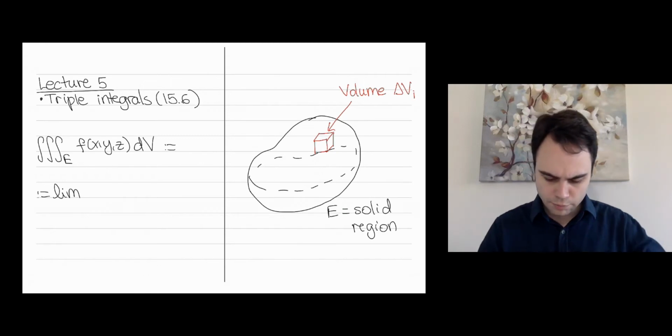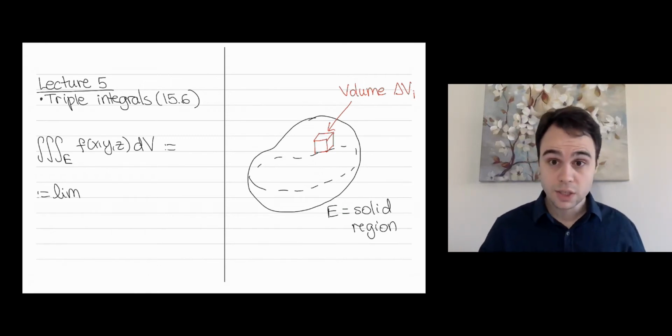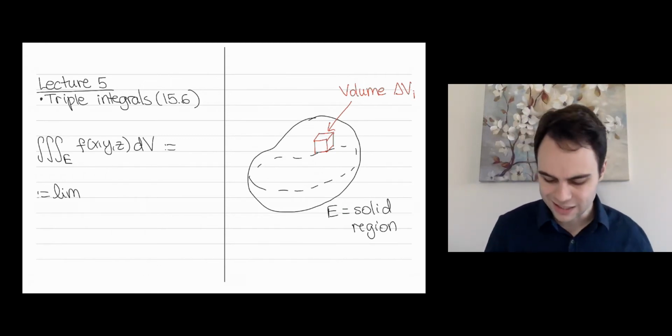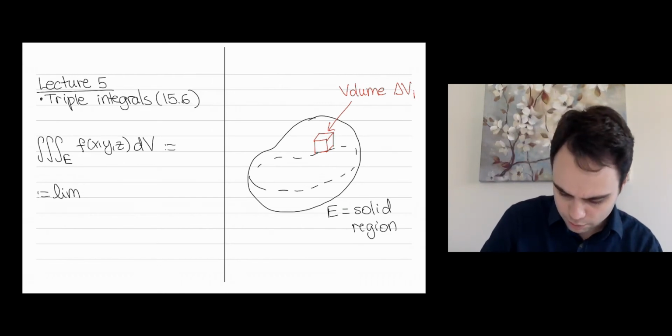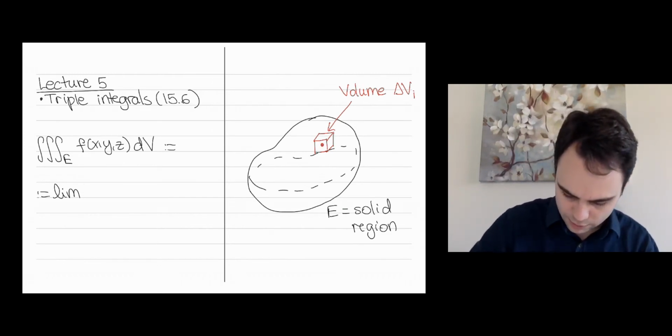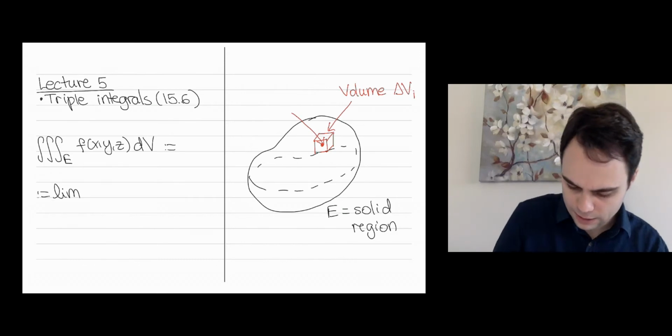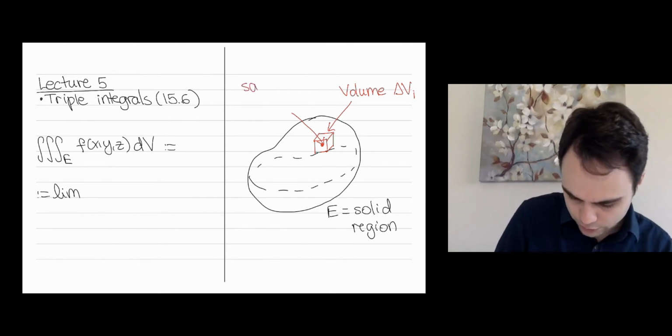And so beyond the subdivision, to get a Riemann sum, we need to choose sample points in each of the volumes, each of the parts of the subdivision. So here I chose a sample point. So this is a sample point.